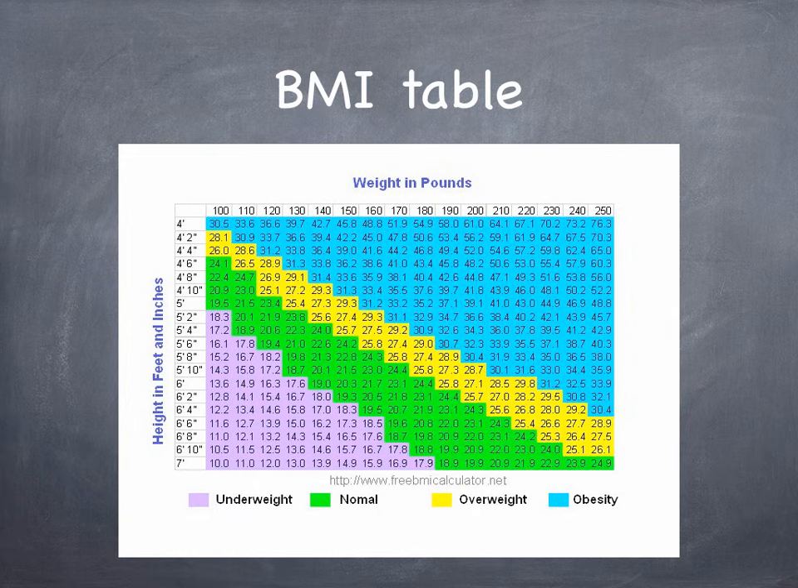Now, the BMI is not the best test for body composition because a lot of good athletes who are very strong and have a lot of muscle will either test overweight or obese. So just keep that in mind as you find out what your BMI is.